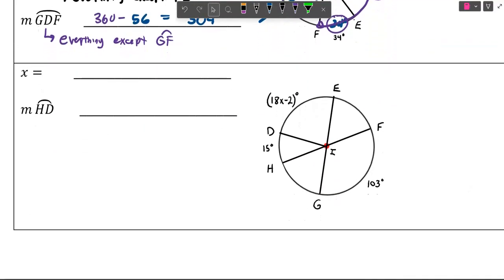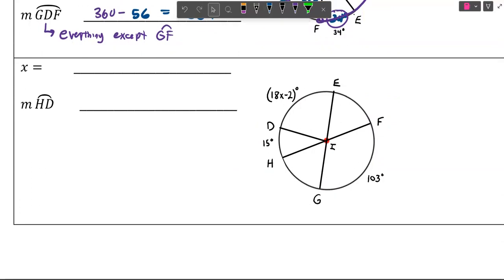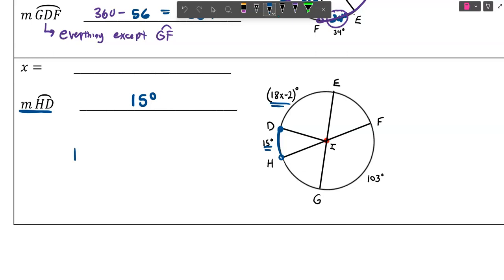So that'll take us to our last problem here that we'll talk about in this video. And that is finding X here and then also finding the measure of arc HD. Well, the measure of arc HD, I believe, has already been given to us here. So we start at H, we go to D. You can see that that's already listed as 15 degrees. That's going to be an important factor as we look at this next section. So we want to figure out what 18x minus 2 is equal to. So let's find what that is, and then we'll solve the equation last.